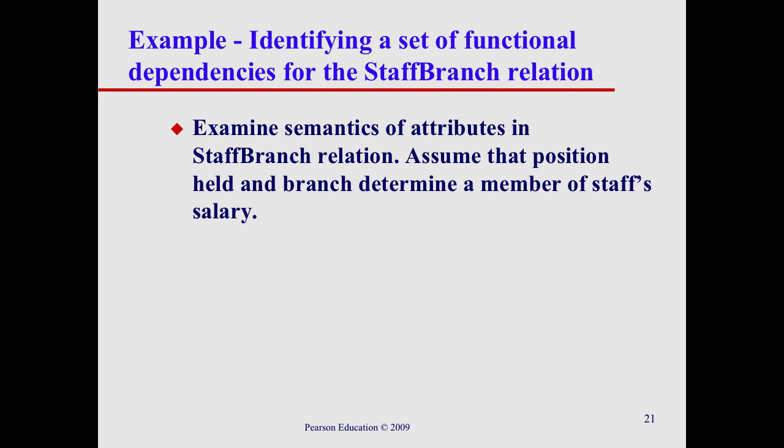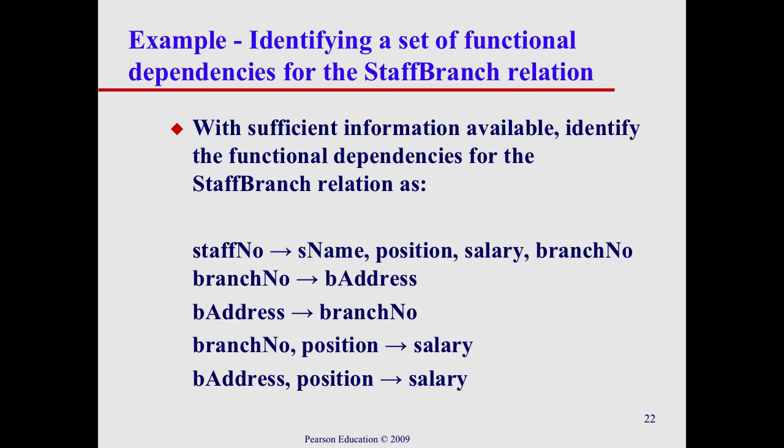Okay, so here is an example. We want to identify the set of functional dependencies for the staff-branch relation. So that directory one we showed earlier, the obvious one is the staff number determines pretty much everything. The staff name, the position, the salary number, and the branch number. It also determines branch address. Okay? Why is branch address not also shown on the right-hand side?